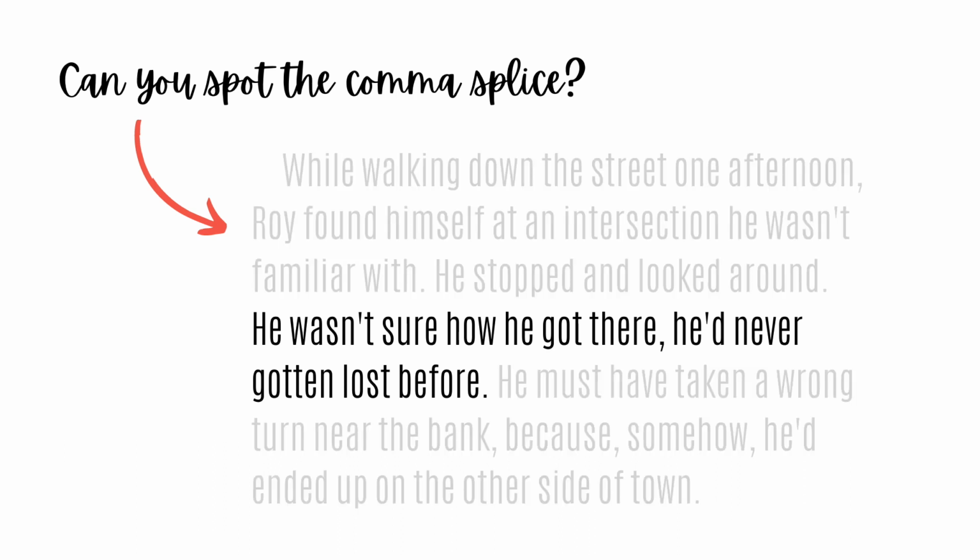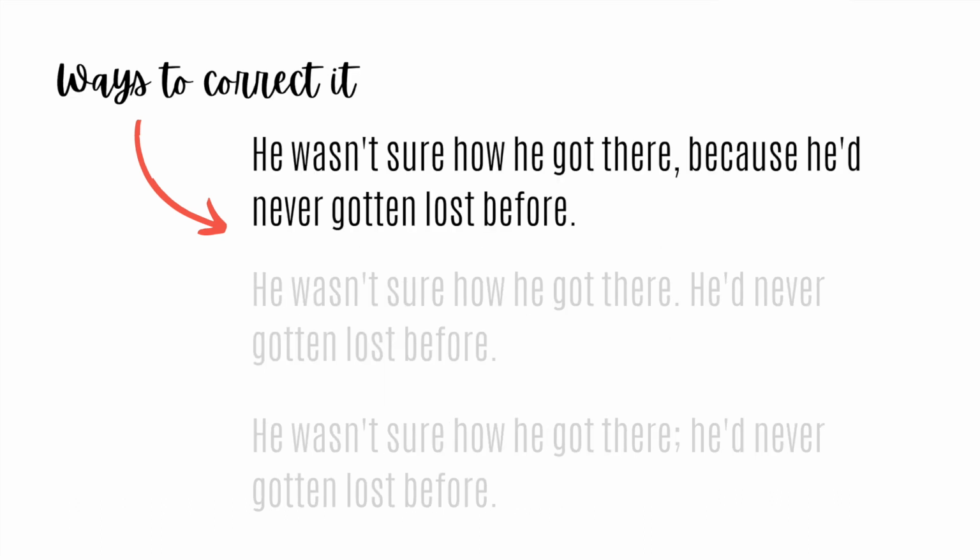This is a comma splice because it's 2 independent clauses that are connected or spliced together with only a comma. So what do you need instead? You could connect the sentences with because. And just as a side note, you're not always going to need a comma before because, but typically if you're separating 2 independent clauses, you're going to want to have a comma and a conjunction. If you're using because and you're not putting in a comma, just make sure it doesn't add more confusion or ambiguity to the sentence.